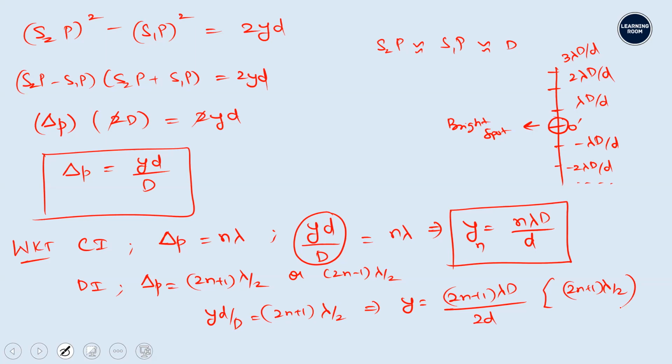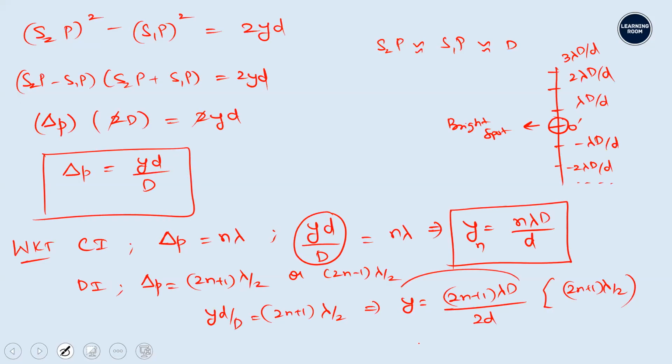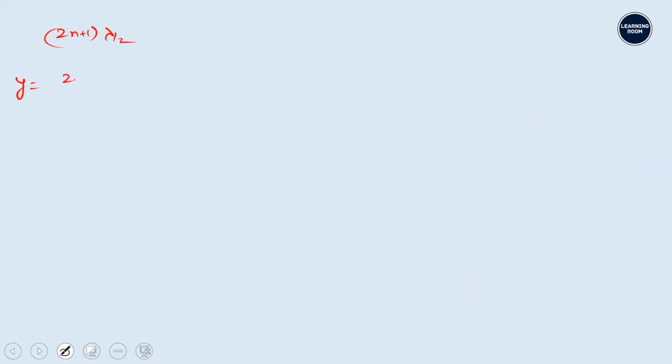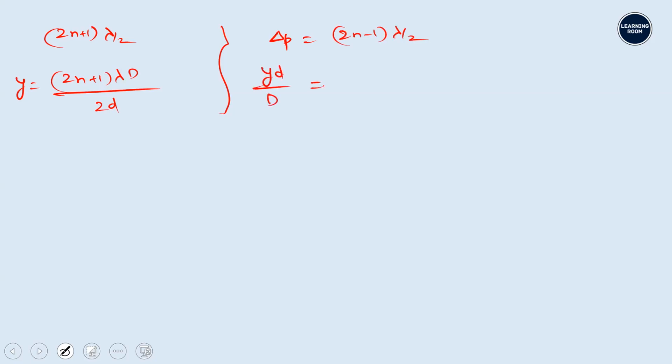Let me complete it. Similarly, if I use 2n minus 1 into lambda by 2. So when I use 2n plus 1 into lambda by 2, what is the value of y I got? This is the value: 2n plus 1 into lambda into capital T divided by 2 times small t. Similarly, if I use delta P equal to 2n minus 1 into lambda by 2, what will I get? Here it is y into small t divided by capital T, which is 2n minus 1 into lambda by 2. So y will be equal to 2n minus 1 into lambda into capital T divided by 2 times small t. Right?